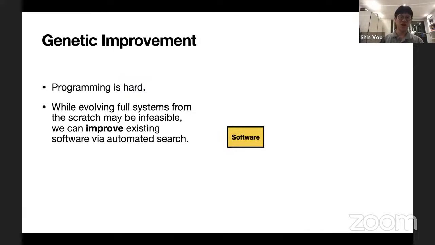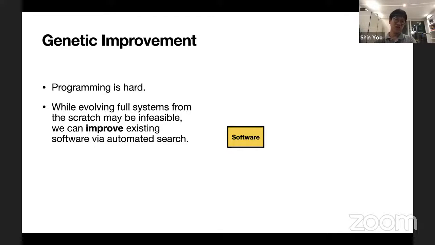So we're going to give you a very brief introduction to genetic improvements. It's not going to be long. We would probably all agree that programming is hard. And then the whole GI statement is, while evolving full systems from scratch has been very difficult to achieve, we can improve existing software using various techniques that we have developed so far in order to do automated programming.